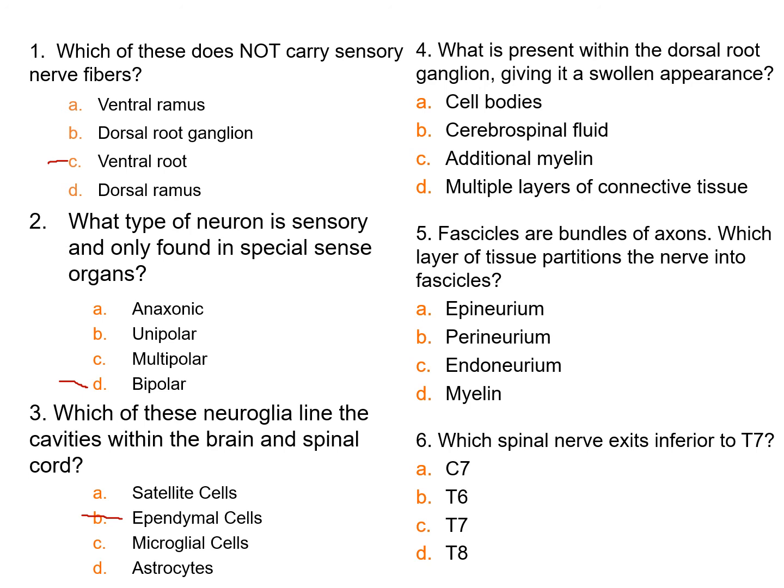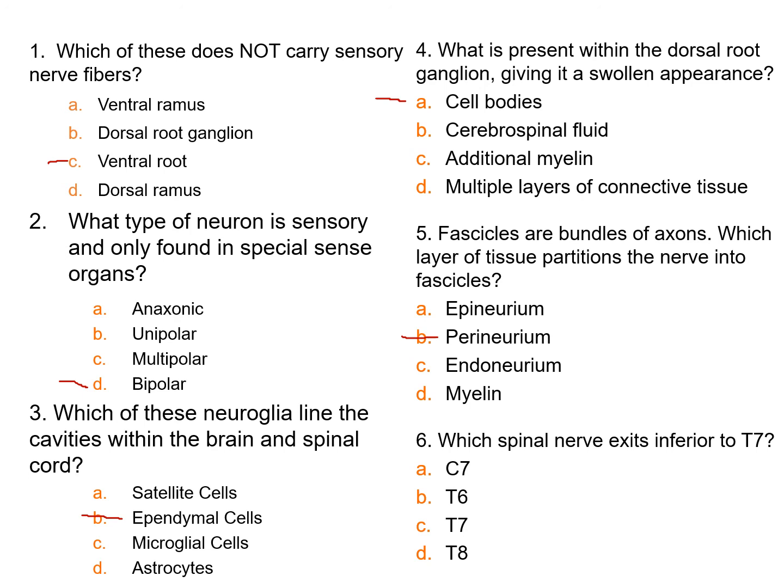What is present within the dorsal root ganglion, giving it a swollen appearance? Well, always ganglion implies cell bodies. We have ganglia all throughout our body, and you will hear a lot more about them later this term. Fascicles are bundles of axons. Which layer of tissue partitions the nerve into fascicles? Well, there's endo, peri, epi being all the way on the top, endo being all the way inside, and so in the middle we have this perineurium. The perineurium goes around the bundles of axons.